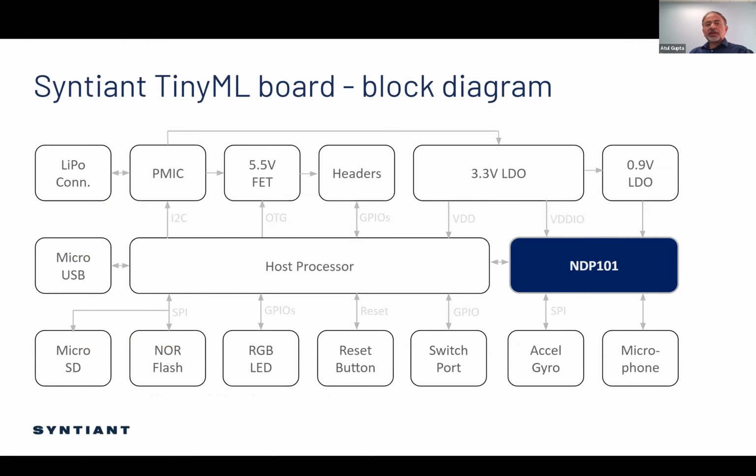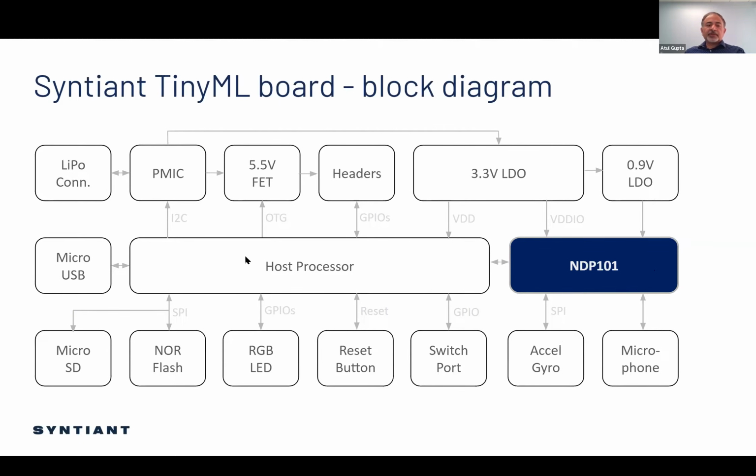So let's move on and talk about what's in this board. Of course, this whole board is built around the NDP-101 chip, which is the neural decision processor. It is directly connected to the accelerometer and microphone, which means that the rest of the system could be off while the NDP chip is working with either the sensor or the microphone. It is provided 0.9 volt and 3.3 volt through LDOs.